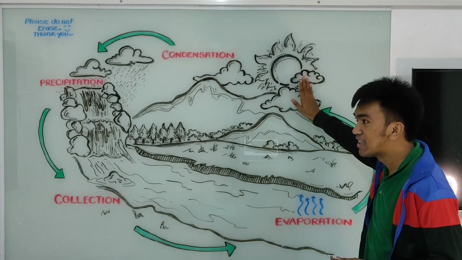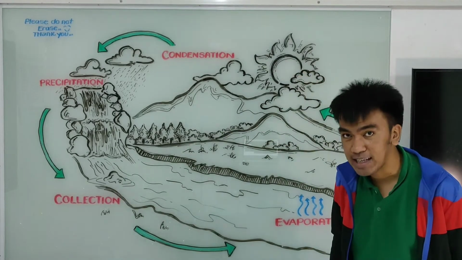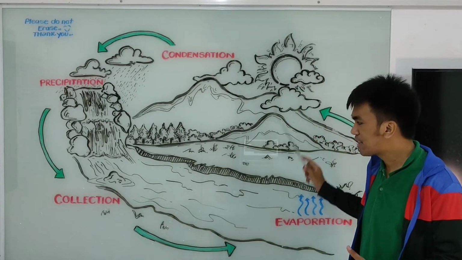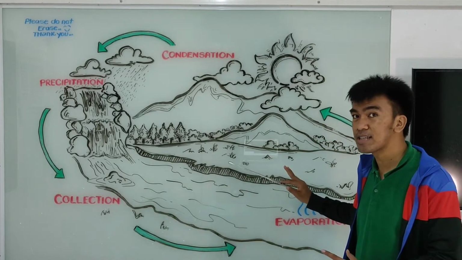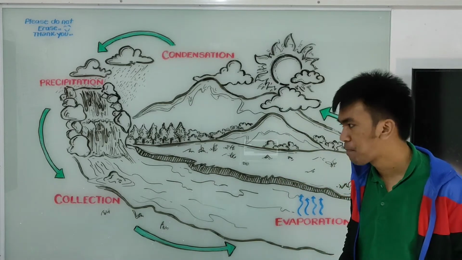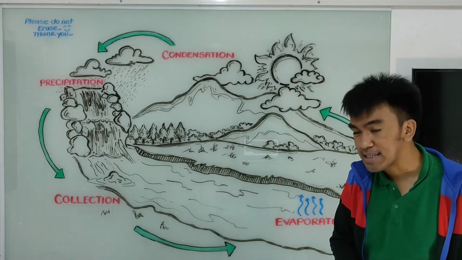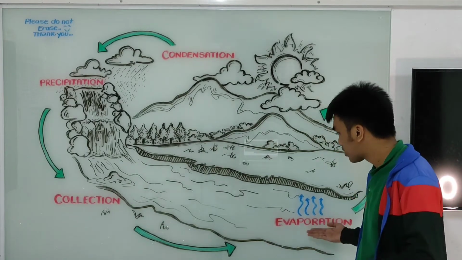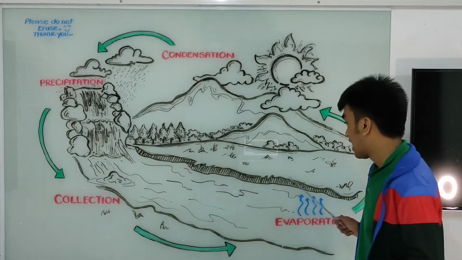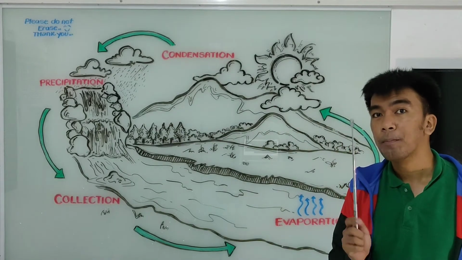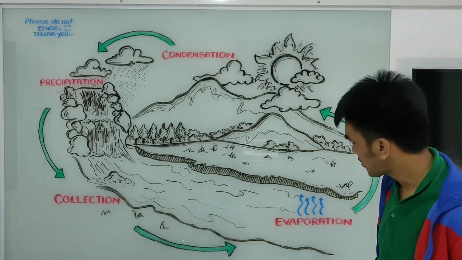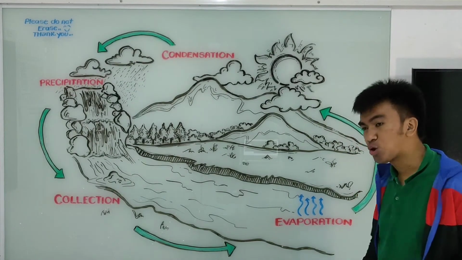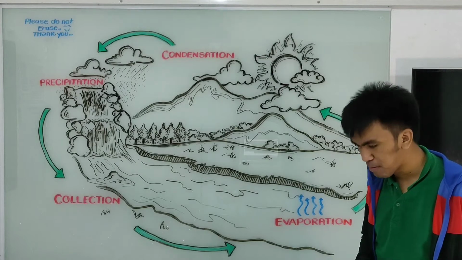The sun drives the water cycle. When the heat of the sun reaches the Earth's surface and the bodies of water, the temperature will increase. As the temperature gets higher, the water will evaporate. It will turn into vapor or gas. And that is what we call evaporation.